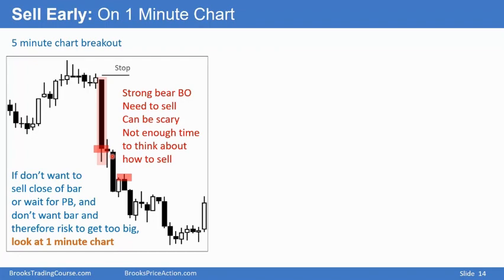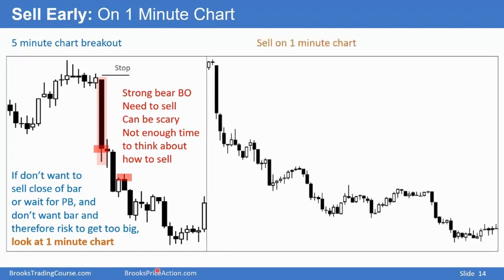If you don't feel comfortable selling the close or selling above a bull bar or waiting for a pullback, you can take a look at a 1-minute chart, and sometimes you'll get an earlier entry. This is difficult to do if you're a beginner, but experienced traders can do this. Here's the same chart, but a 1-minute chart. This is exactly this chart, but this is the 5-minute chart. This is the 1-minute chart.